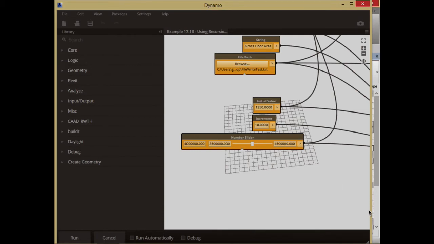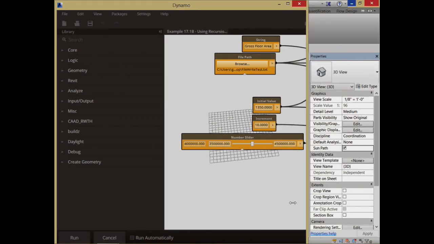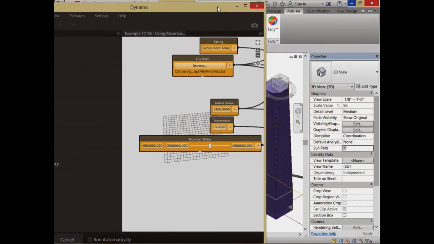Now, in terms of why this didn't work last time, it didn't work because as I was doing it, I was already at 4 million, so there wasn't really any iterations to do. It really already was there. So let's go ahead and run it and show you how it looks.